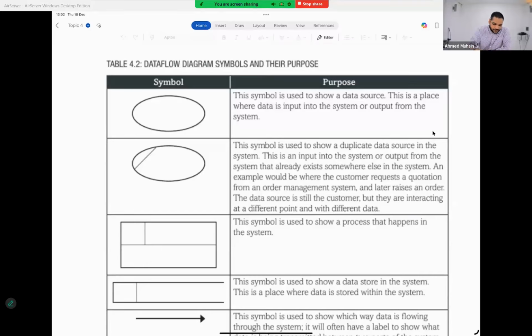Why do we have it? Because sometimes our diagrams will be very big. We may not be able to connect with the original source. So then we draw the same source twice. And then, not to confuse the reader, we show what is duplicating.